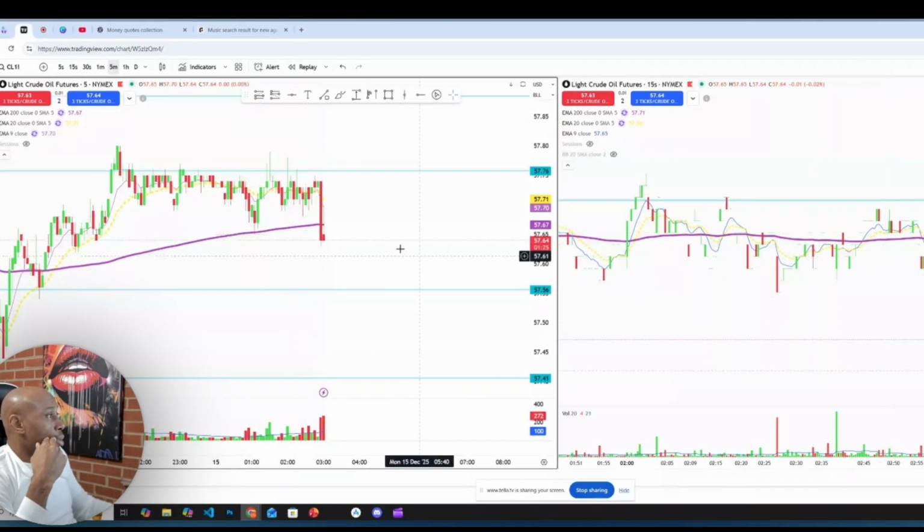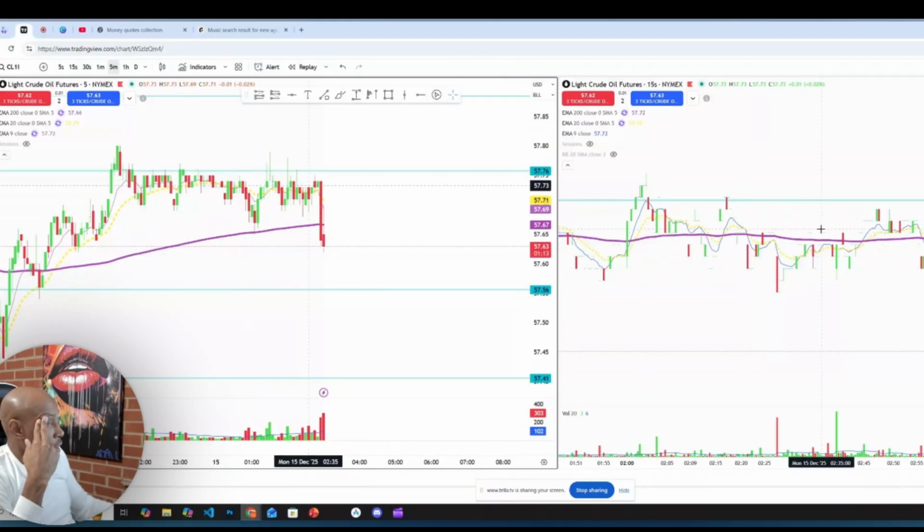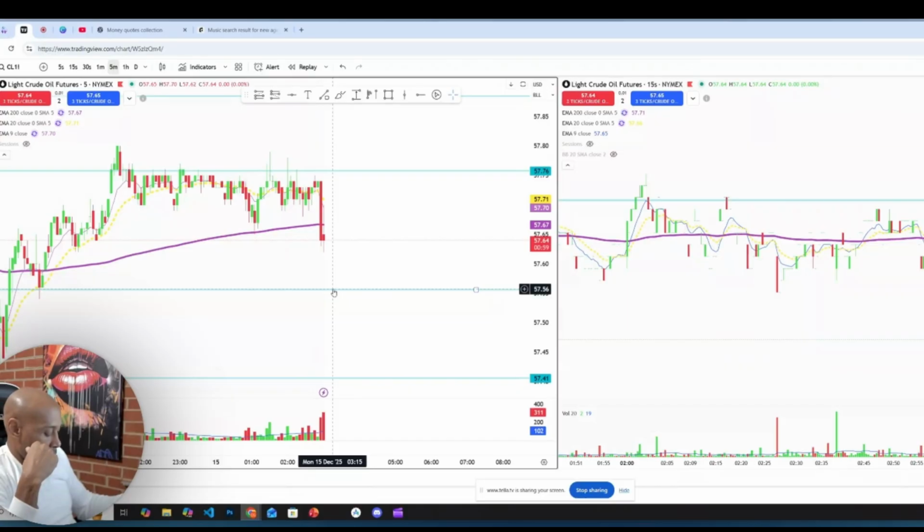And right now, I'm waiting for price to reach one of the levels that I drew, right? So now on my left chart, I have my 5 minute. On the right chart, I have my 15-second chart. So I wait for price to reach one of the levels to see how price reacts at that price level before I make a decision in taking a trade.